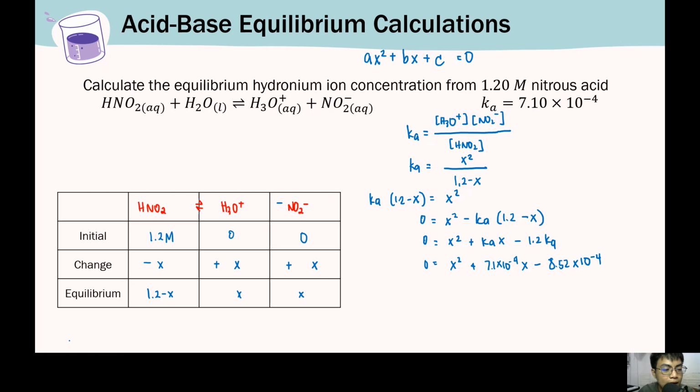So that means the coefficient of our x here, when nothing is written, it means 1. So that is the value of a. And then for the b, this is 1. And then for the c, it's this one. By the way, if you have a negative sign, you have to include it. So the value of A is 1. The value of B is 7.1 times 10 raised to negative 4. And the value of C is negative 8.52 times 10 raised to negative 4.